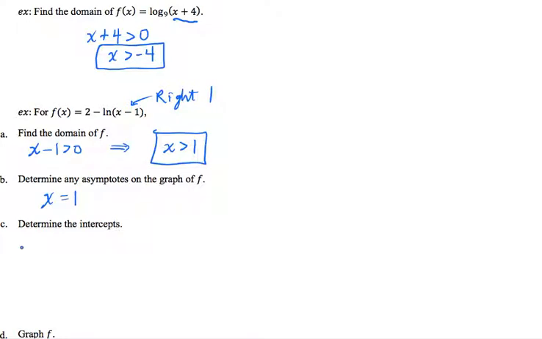Okay, intercepts. Let's find the x and y. So the y-intercept is when x is 0. But actually that doesn't make sense since we can't plug in 0, right? We would get the natural log of negative 1. So there is no y-intercept.